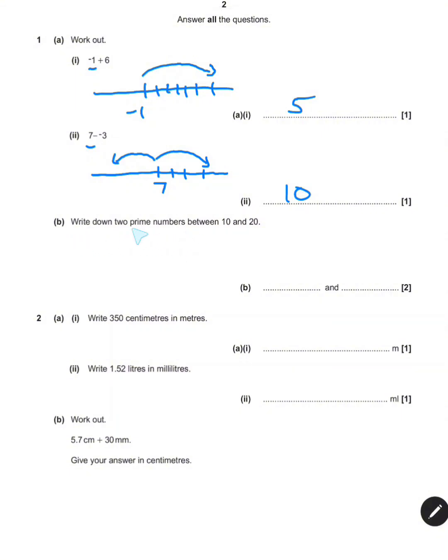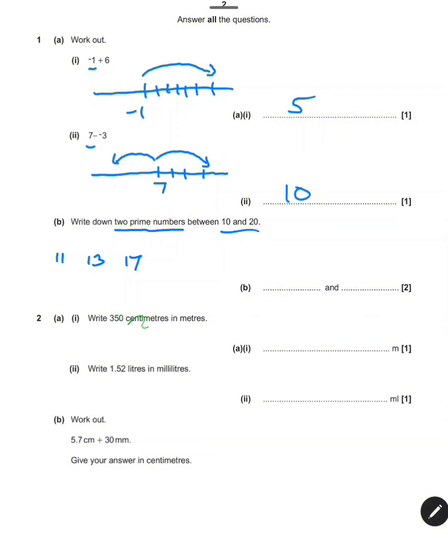Part B says write down 2 prime numbers between 10 and 20. Well, you just need to know your prime numbers. They're numbers that will only divide exactly by themselves and 1. 11 is a prime number, 13 is a prime number, and 17 is a prime number. Any of those will answer that question.